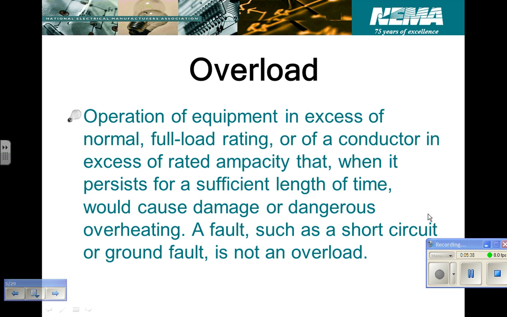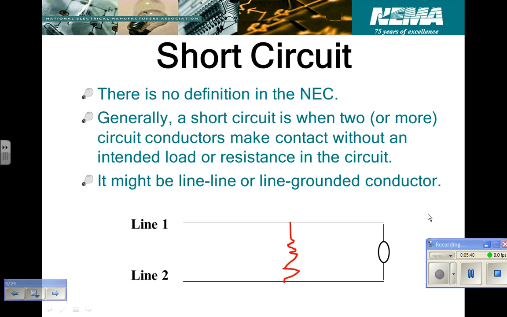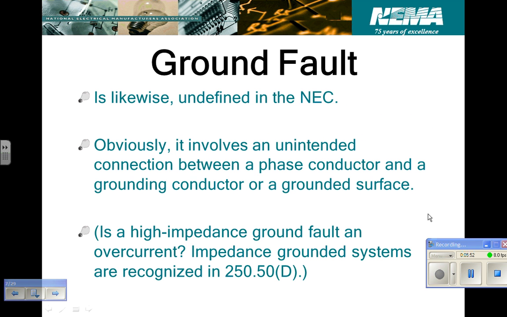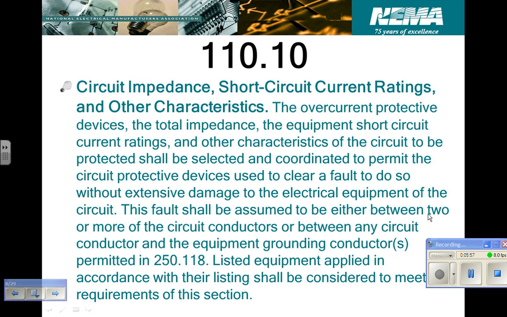An overload, we know what an overload is. It's a constant flow where the flow is a little higher than it ought to be. If it's a motor, it's drawing more current than the wires inside the motor can actually stand for a long period of time. Ground fault, very, very, very dangerous, smaller current. Okay, short circuit impedance, short circuit current ratings, and other characteristics.